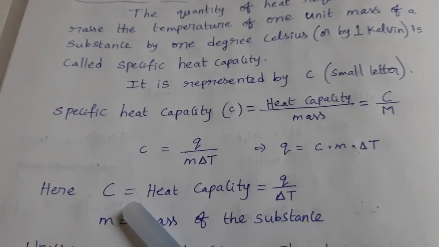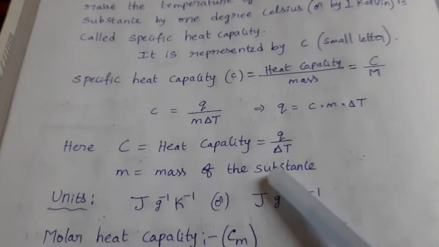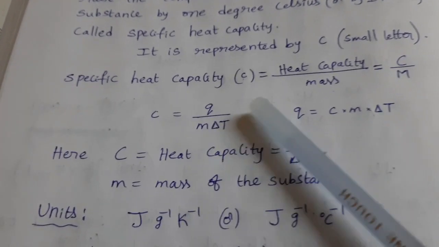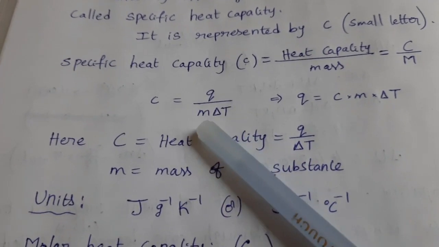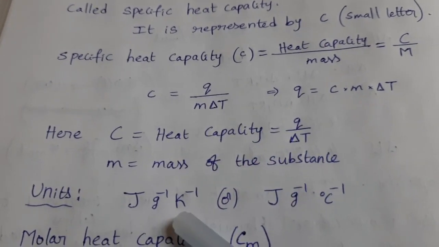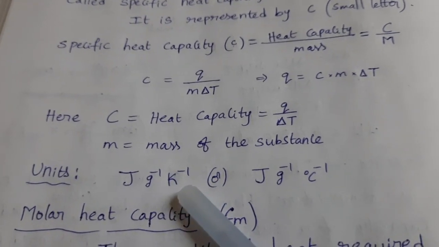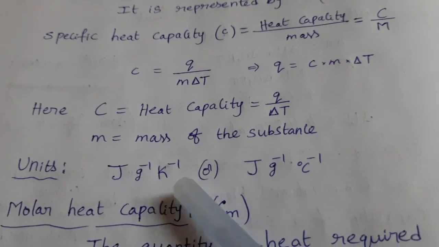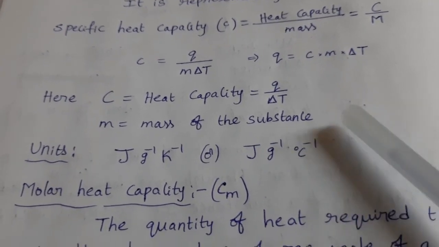So here capital C is heat capacity, that equals Q by delta T. m is the mass of the substance. Units: Q means heat energy, units joules. m means gram. Delta T means Kelvin. So joule per gram per Kelvin, otherwise joules, gram inverse, degree Celsius inverse.